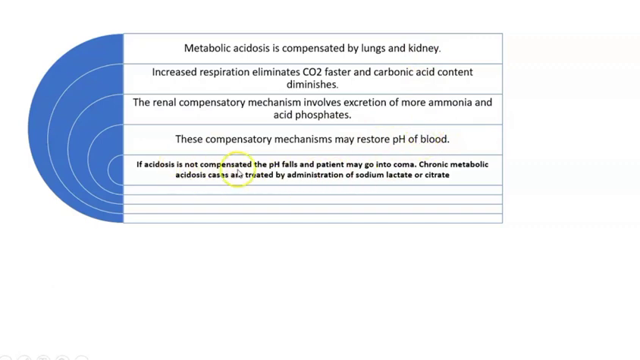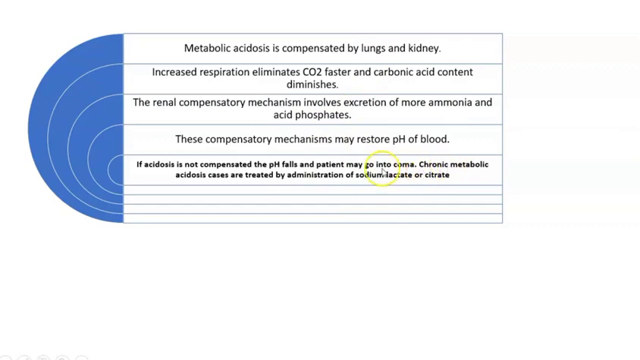So if acidosis is not compensated, the pH level falls, and the patient may go into coma. That is dangerous. So this compensation by the kidney and the lungs must be immediate. If it does not happen, the person will go into coma.